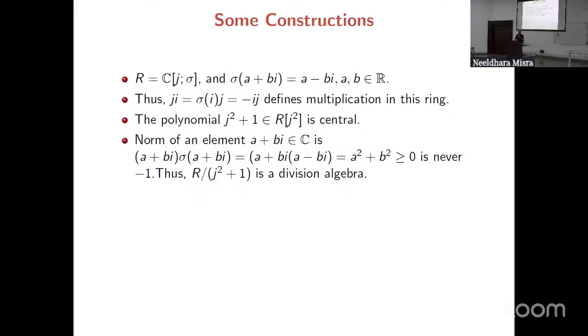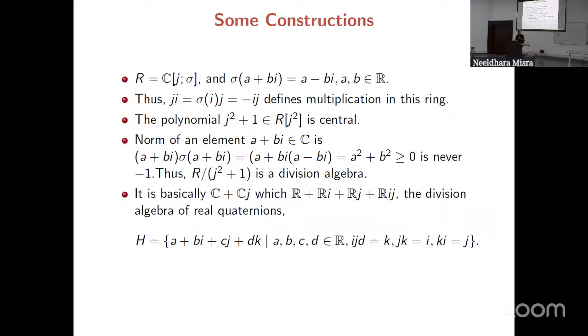So this quotient is a division algebra, and it's a very familiar division algebra. It's basically the division algebra of all real quaternions. Capital H stands for Hamiltonian. No, H is simply because it's named after Hamilton. It's real quaternions. Hamiltonian is something else. So k is i into j. And the algebra is basically C plus Cj, but when you replace C by R plus Ri, you have these 4 things in it.